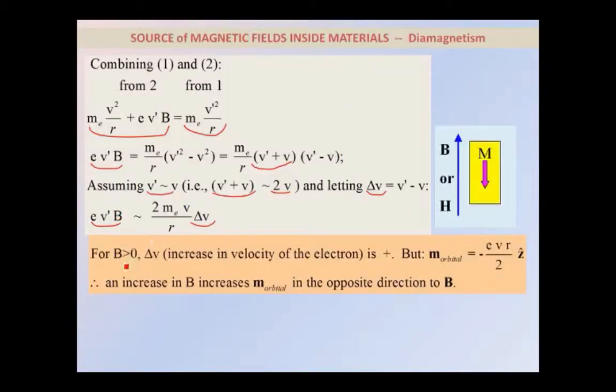If B is greater than 0, then delta v will actually be an increase in velocity. So the electron will have an increase in speed, and delta v will be positive because everything else is positive. We can say then, what happens to the orbital magnetic moment? Well, remember that that was related to this quantity here. So if v increases, then the orbital moment, due to the electron orbiting around the nucleus, will increase in the opposite direction to B.